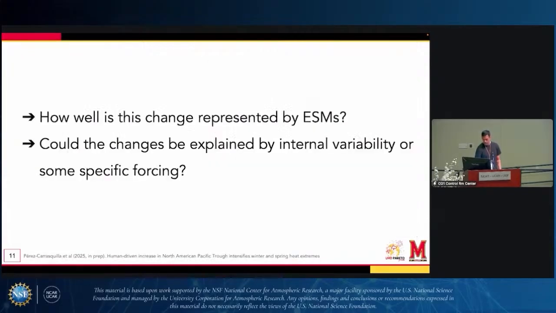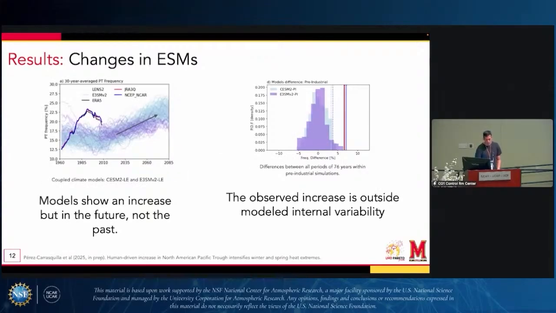So the next question was, how well do models represent this trend, and whether or not, from the model perspective, these changes can be attributed to internal variability or some specific forcing. And so we took a look at 2 large ensembles, CESM2 and E3SM2, and what we saw is that the large ensembles do not represent the trend for the past period. We see that the observed trend or change is outside the range of both ensembles. However, for the future, both ensembles agree on an increasing trend in the Pacific Trough frequency.